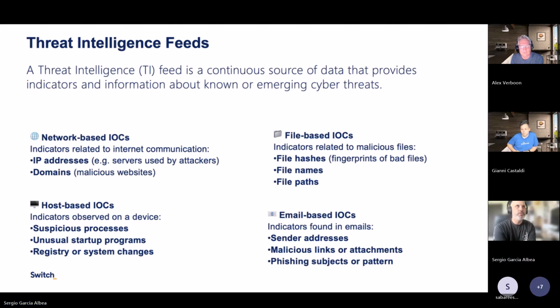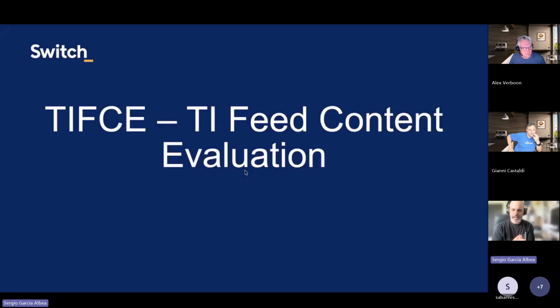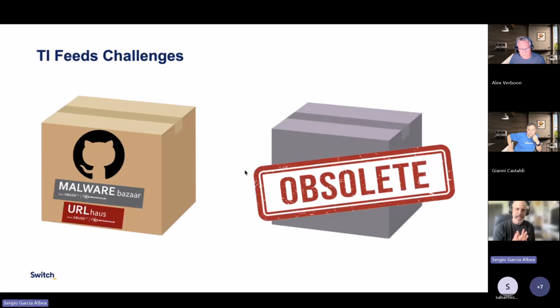TI feeds, to say it in a simple way, are kind of repositories where different contributors and vendors are adding different indicators. They can be indicators about network stuff such as IP addresses, about files that we know are compromised or malicious, hosts, email based, and even more, like registry keys, file paths. So a lot of different types of IOCs can be configured to be inside different TI feeds, different repositories. So now that we have these basics, I would like to talk to you about some challenges that I have had with the TI feeds.